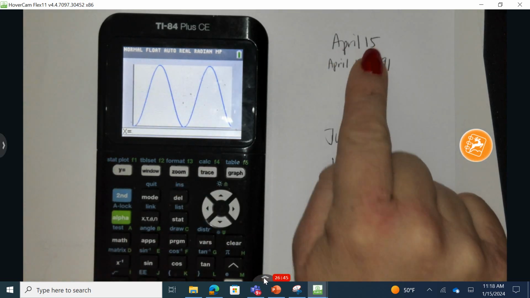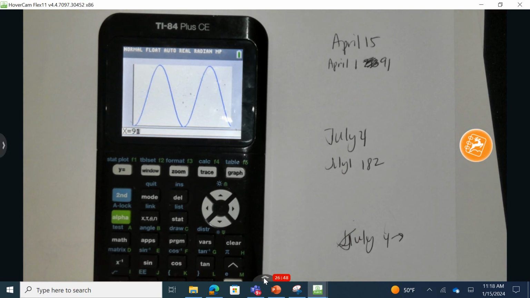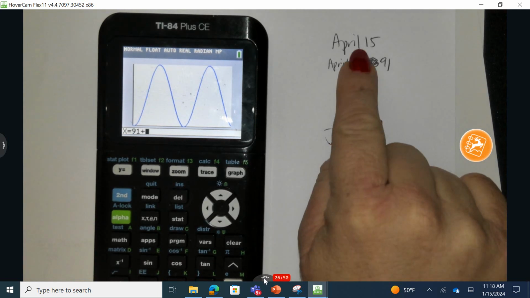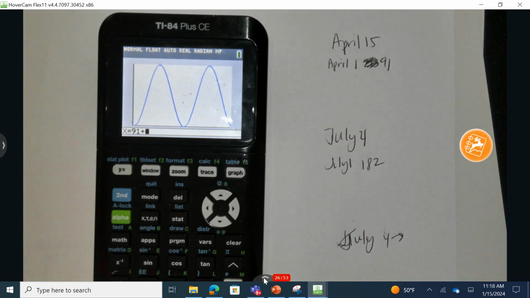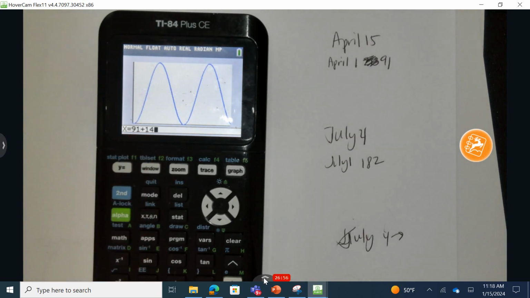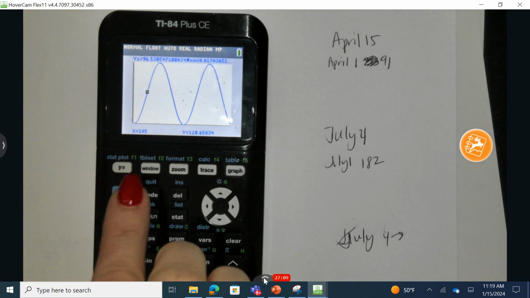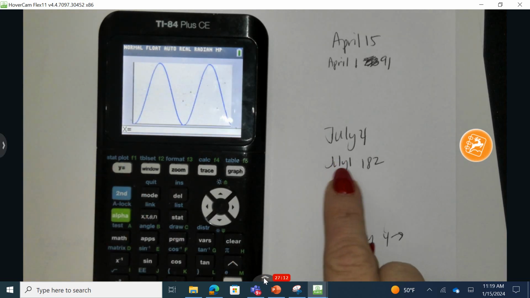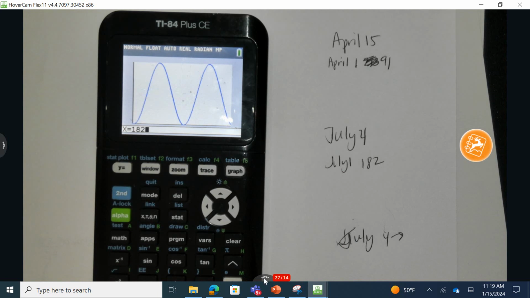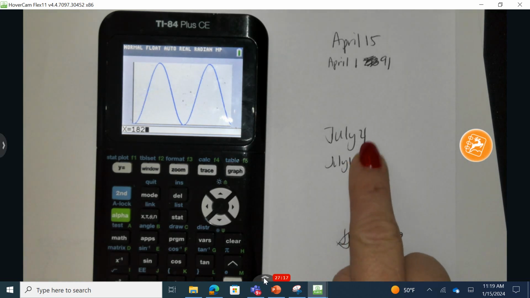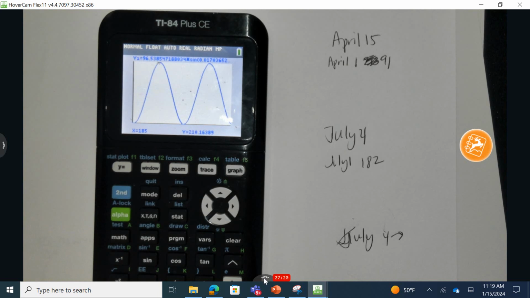Okay, second trace value. So we want to do April 15th. Well, April 1st had 91, and then we have to ask ourselves how many more days until April 15th. That'd be 14 additional days. So we have 105 days, and that has an output value of approximately 119 people using the pool at this apartment complex. Let's do July 4th of this first year. Second trace, we know July 1st is day 182. How many more days until we hit July 4th? That's 3 additional days. And we can estimate approximately 210 people would be using the pool.